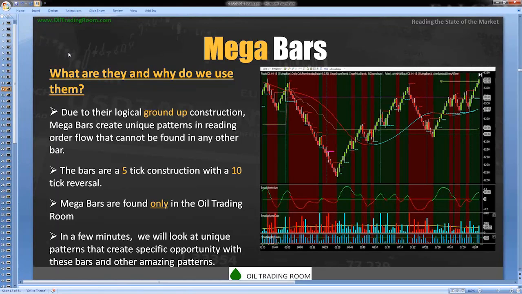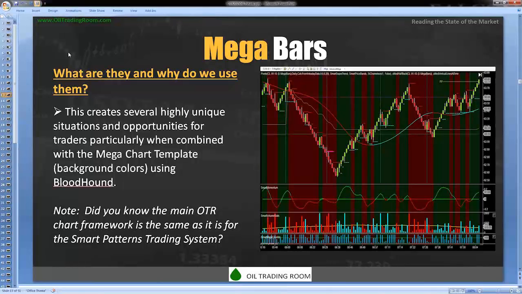So due to their logical ground-up construction, megabars create unique patterns in reading order flow that cannot be found in any other bar. The bars are a 5-tick construction with a 10-tick reversal. These bars are only found in the oil trading room. In a few minutes, we're going to look at some patterns. We already talked about E2, Me Too, the 112 pattern, these kinds of things. Okay. This creates several highly unique situations and opportunities for traders, particularly combined with the mega chart template, the background colors using Bloodhound.